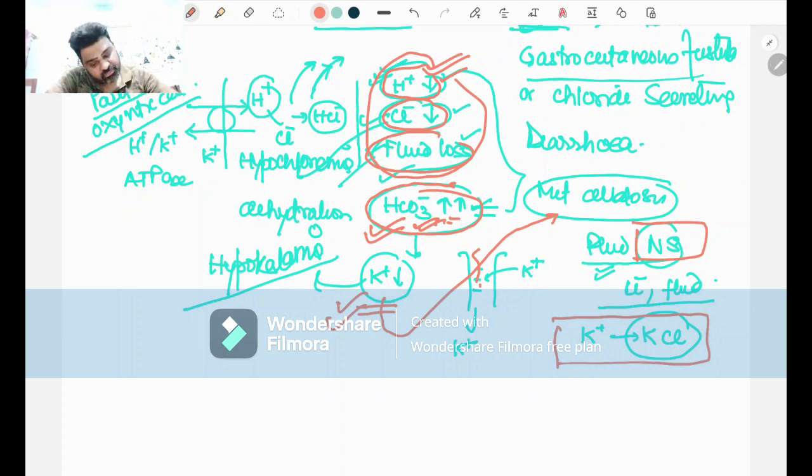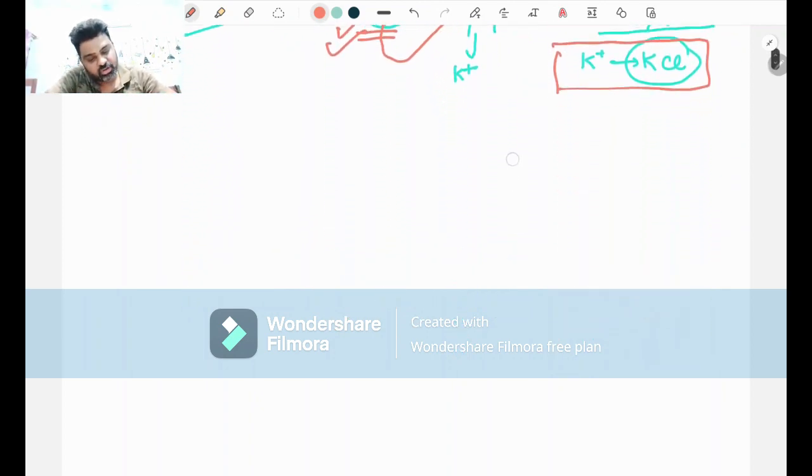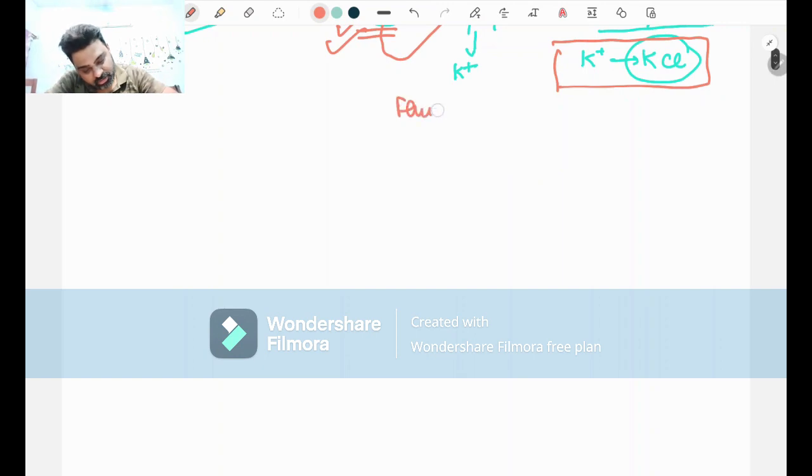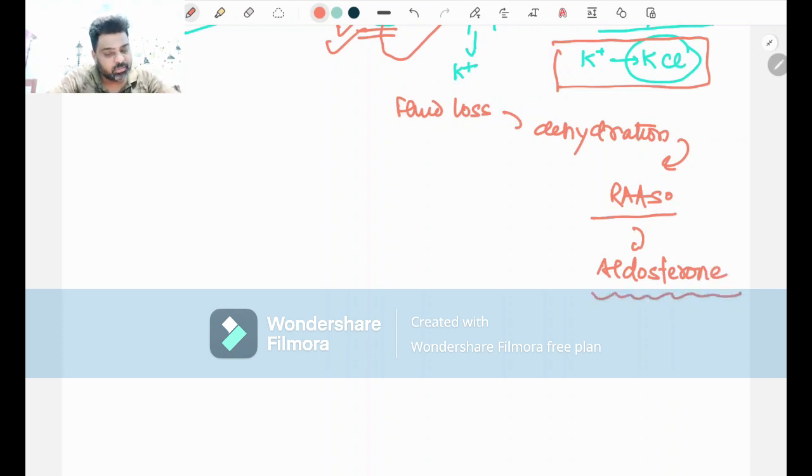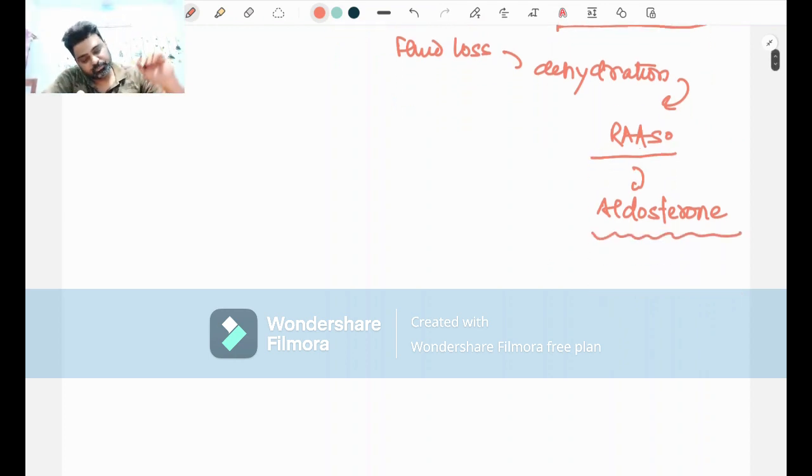Now after this, we have seen that there is a fluid loss. Because of the fluid loss, there is dehydration, and whenever there is dehydration, we know that there is activation of the RAS, and when RAS is activated, the final product is aldosterone. Now this is a very important point, because the concept that I am going to tell you is utilized in a lot of places in medicine.